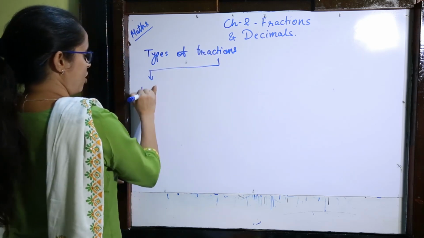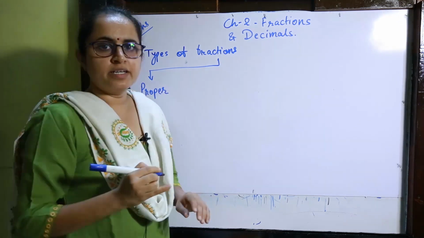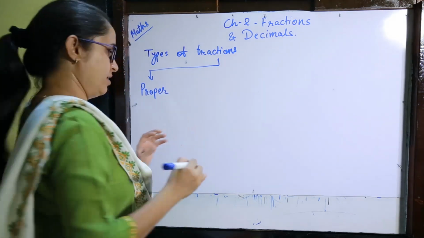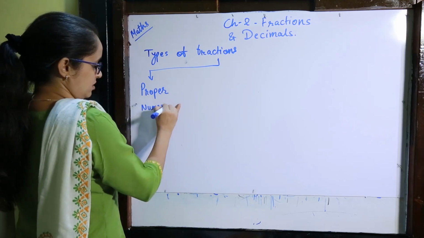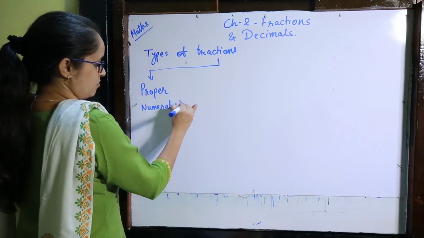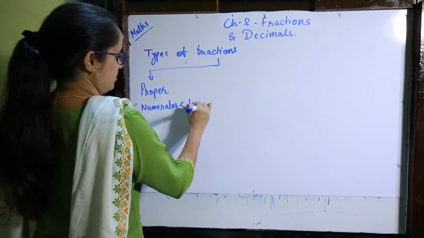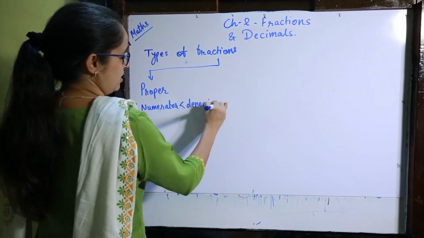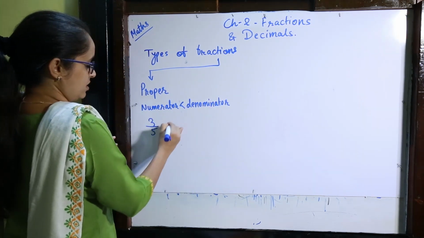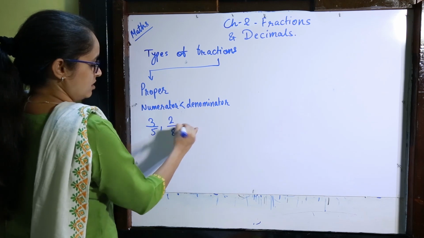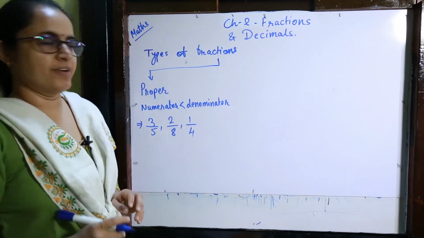First one is proper fraction. In proper fraction, the numerator is smaller than the denominator. That means numerator is smaller than the denominator. Okay, that is your proper fraction. Examples are 3 upon 5, 2 upon 8, 1 upon 4. These are examples of proper fraction.